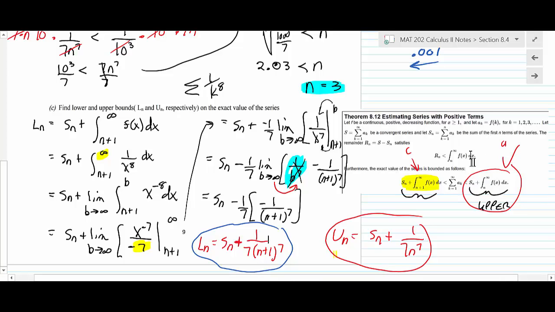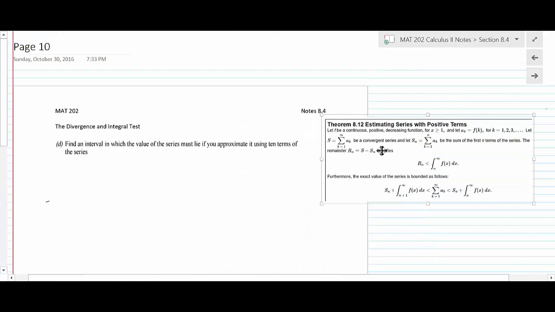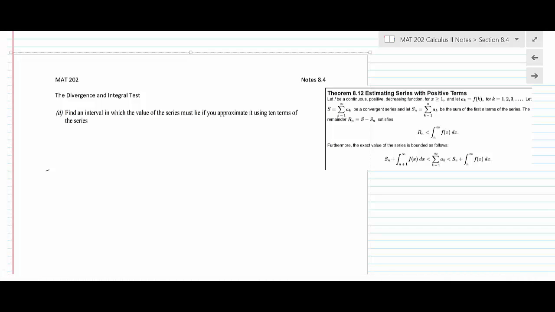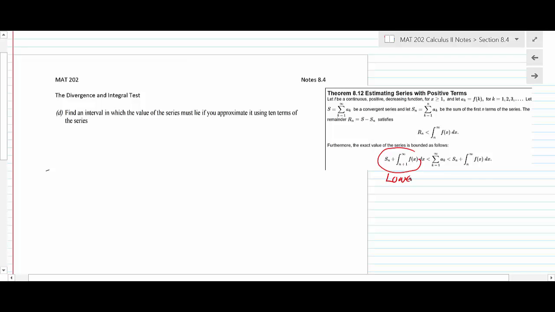Okay, now let's put this all together and kind of wrap this up. So what we're going to do is find an interval in which the value of the series must lie if you approximate it using 10 terms of the series. Again, what we have on this is the lower limit and the upper limit, like that.